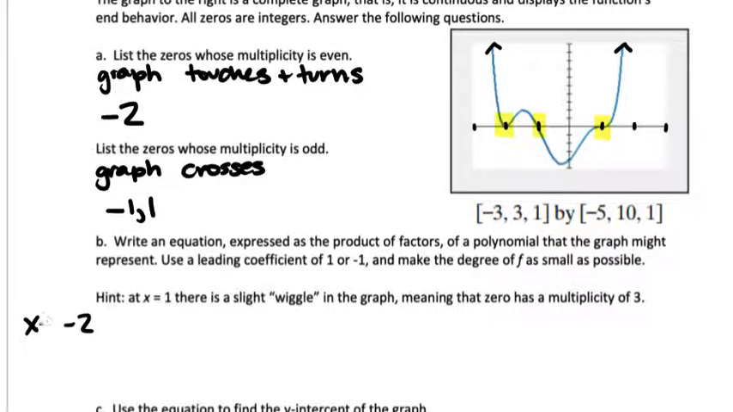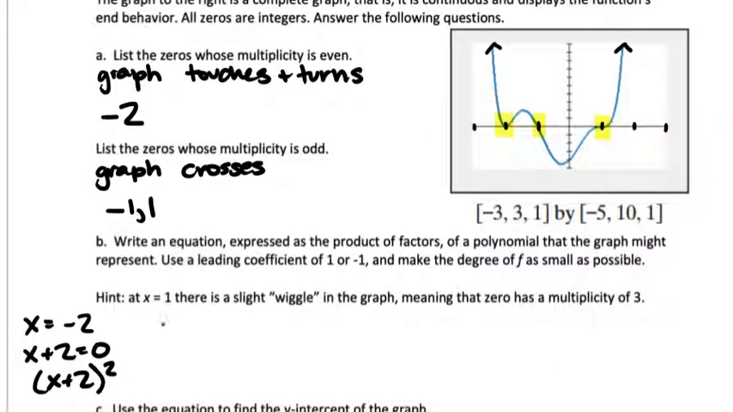If x equals -2, then the equation that originally came from was x plus 2 equals 0. And this has an even multiplicity. So that means it needs to be raised to the second power. Now it could be raised to the 4th power, the 6th power, or something like that, but this information here where we're asked to make the degree of f as small as possible tells me that I want to keep the exponents as small as I can. So 2 is the exponent that I'm going to put on that factor.